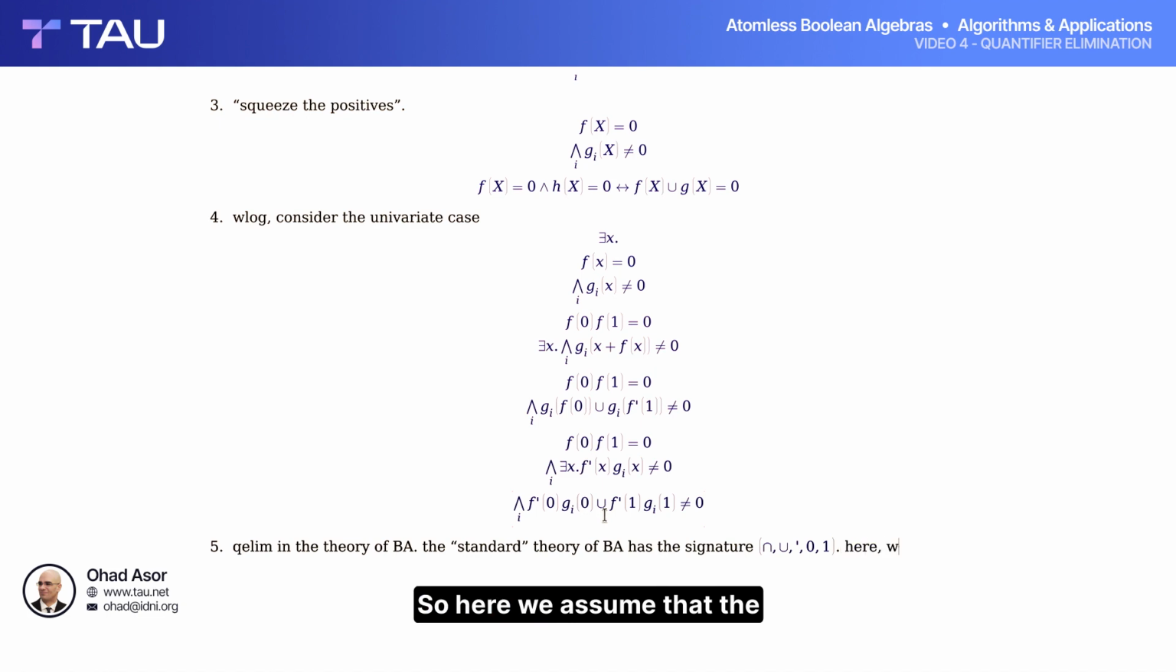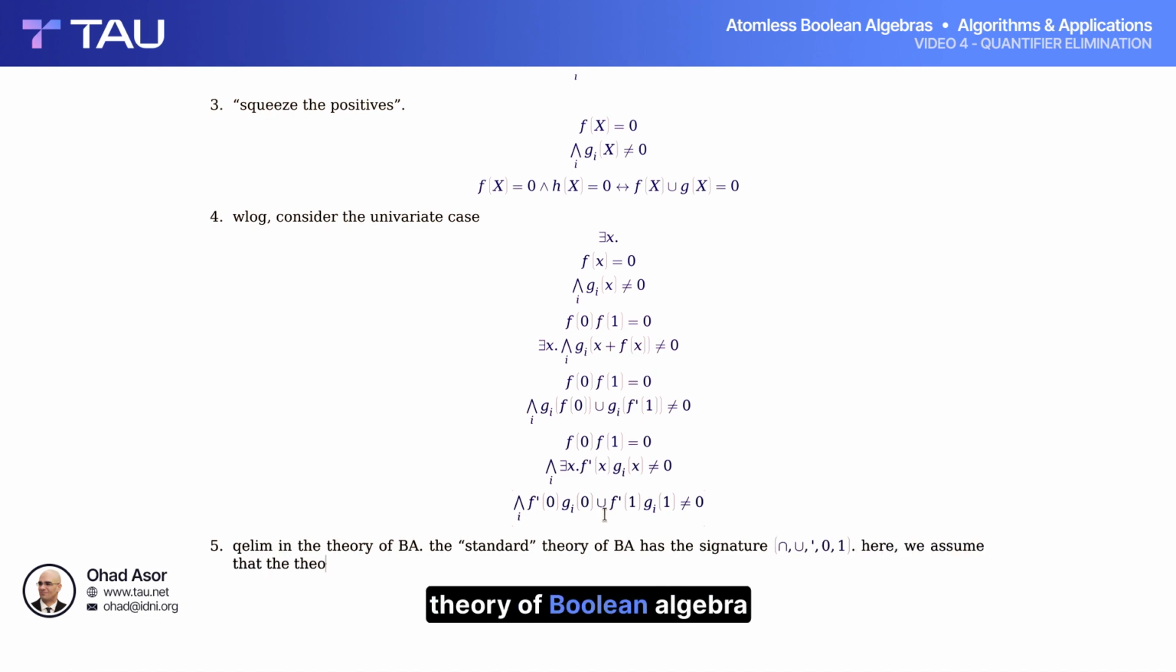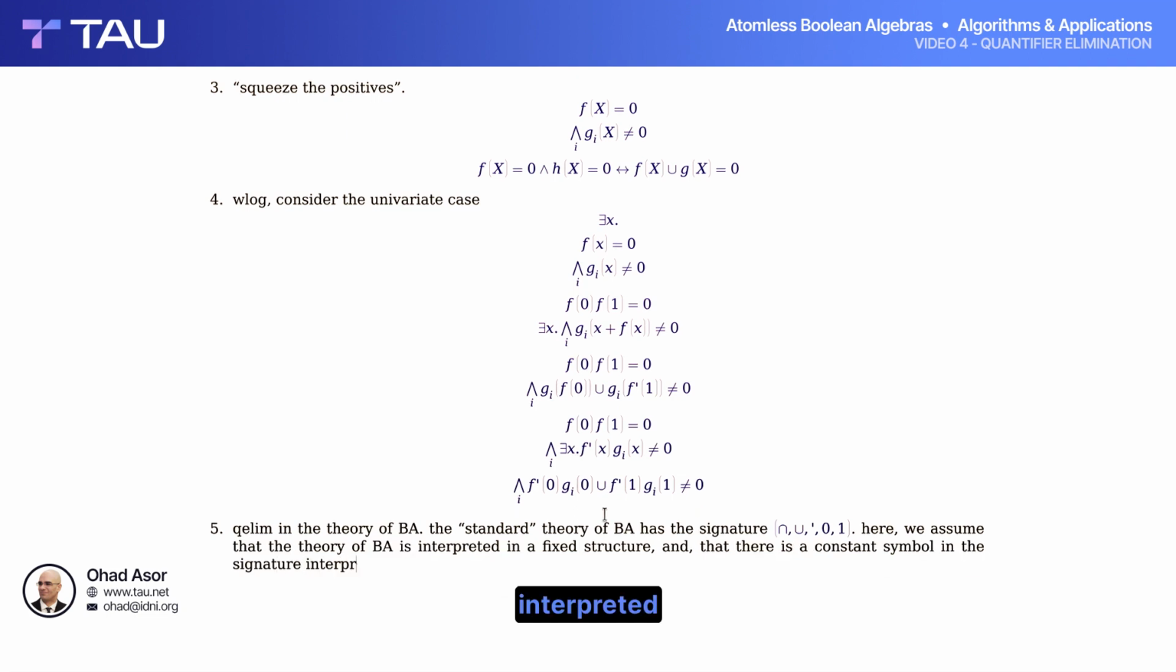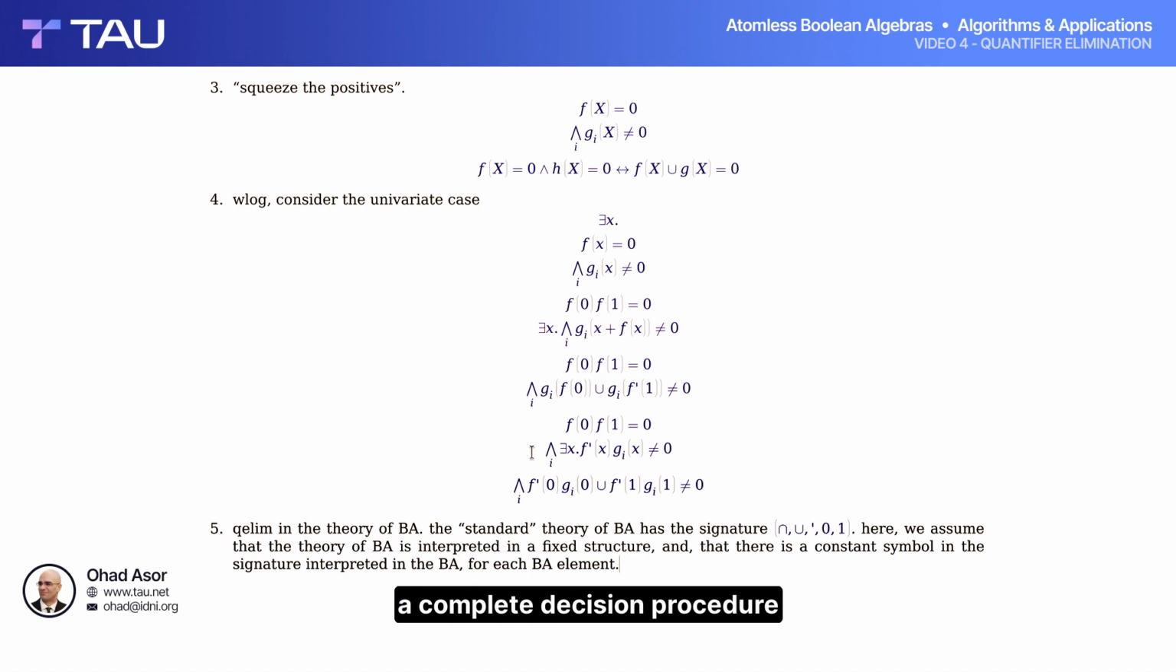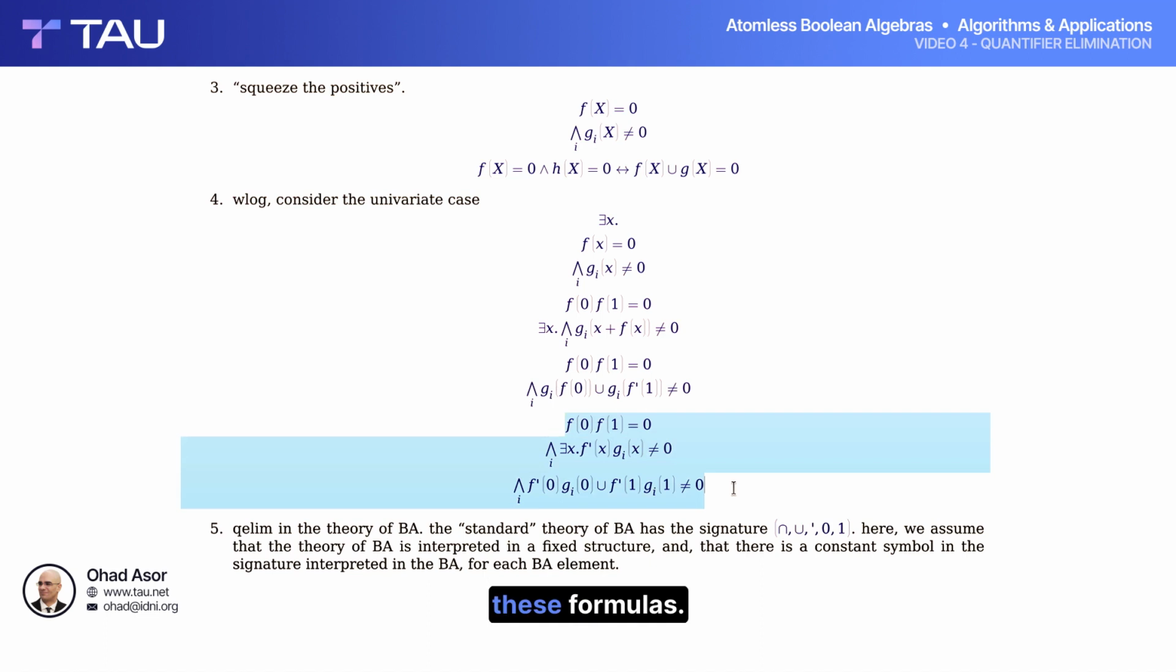So here we assume that the theory of Boolean algebra is interpreted in a fixed structure and that there is a constant symbol in the signature interpreted in the BA for each BA element. So in this theory interpreted in specific Boolean algebra, I can explicitly refer to each Boolean algebra element. And I can have a complete decision procedure based on quantifier elimination using these formulas.